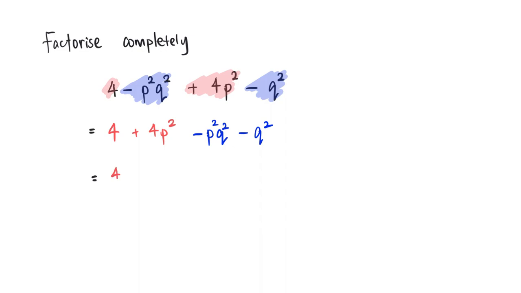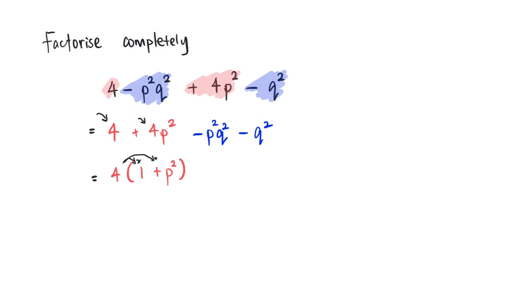Common factor is 4. I'm left with 1 plus p square, and why is there a 1 there? Because I do need to make sure that when I expand out the bracket, I must get back my terms. So 4 times 1 is 4, and 4 times p square is 4p square.